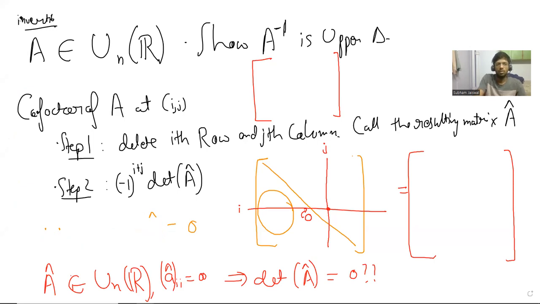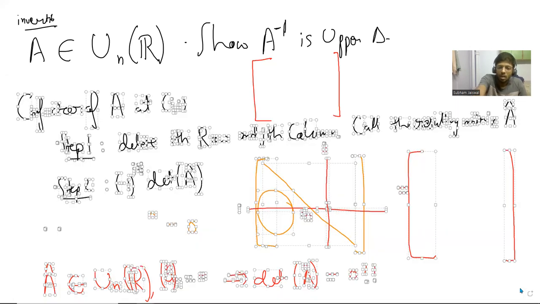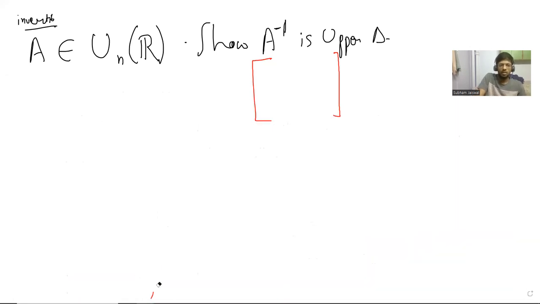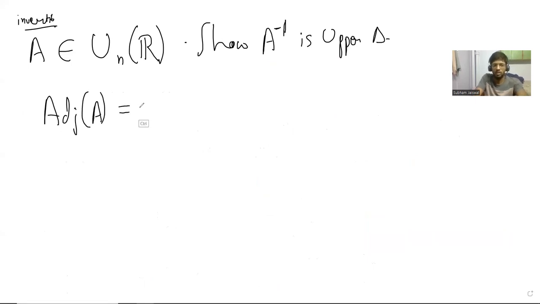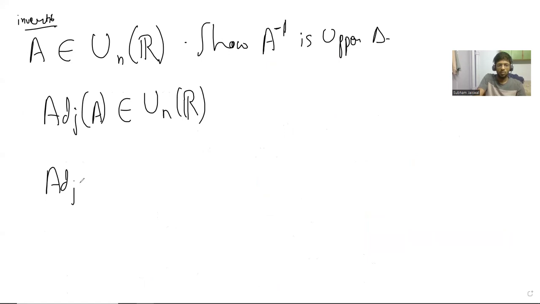So from what we have discussed, it implies that the adjugate of A is upper triangular, right? And what is the adjugate of A? It is basically the matrix in which the ijth entry is the, yeah, I have to change that. That notation was bad. That A cap notation was not good.